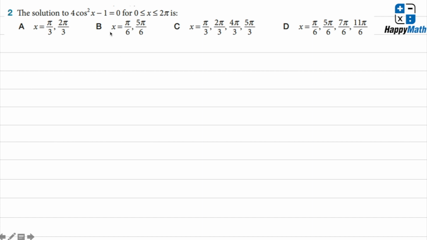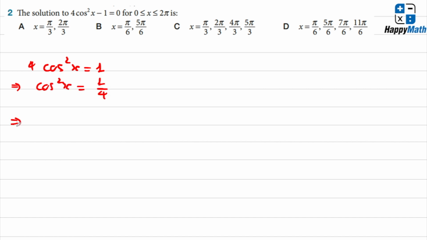Question 2. Solution of this question. How can you solve this? Okay, we got 4 cos square h equal to 1. I change minus 1 from left to right, and then you got cos square h become 1 over 4.